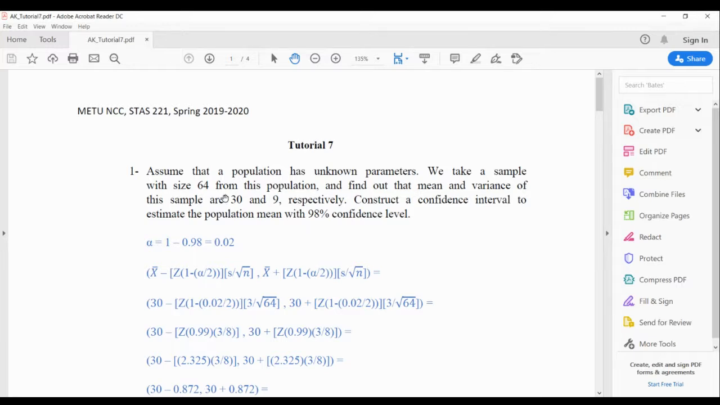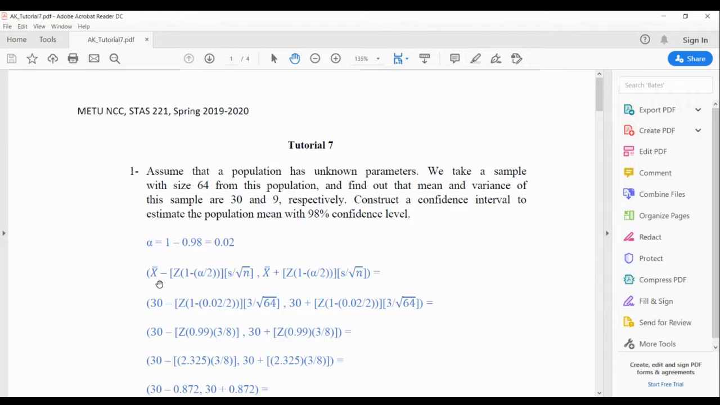So, even before we check the cases that I explained for you in lecture 7, we can easily calculate the error. It is 1 minus the confidence level from the beginning. You can calculate it, which is equal to 2%. Next thing to do is constructing our confidence interval by distinguishing between the cases I explained before.